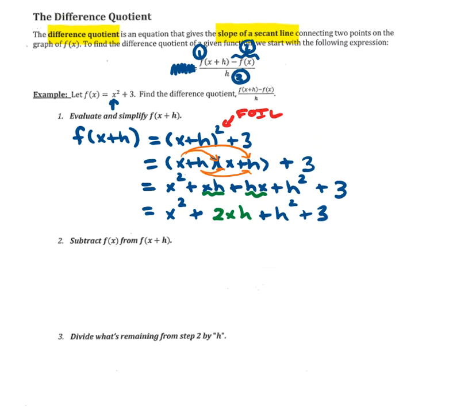That's about as far as this one goes for step 1. So that's only the first part of the numerator. Let's move on to step 2, where we're going to subtract the original function expression from what we just got in step 1.